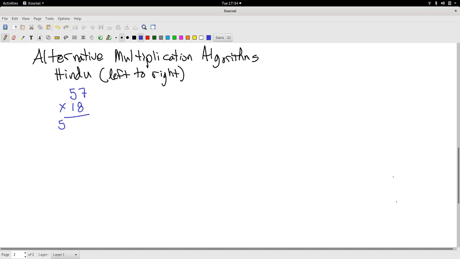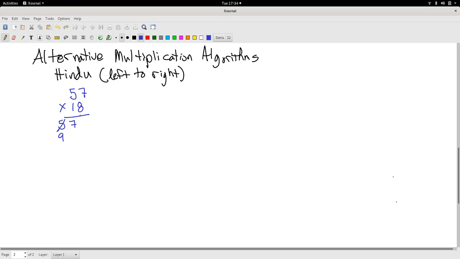Then we move on to 50 times 8. Well, 5 times 8 is 40, so 50 times 8 would be 400, and 400 bumps that 500 up to a 900. We're done with the 50, so we move on to the 7. 7 times 10 is 70. No problem. 7 times 8 is 56.